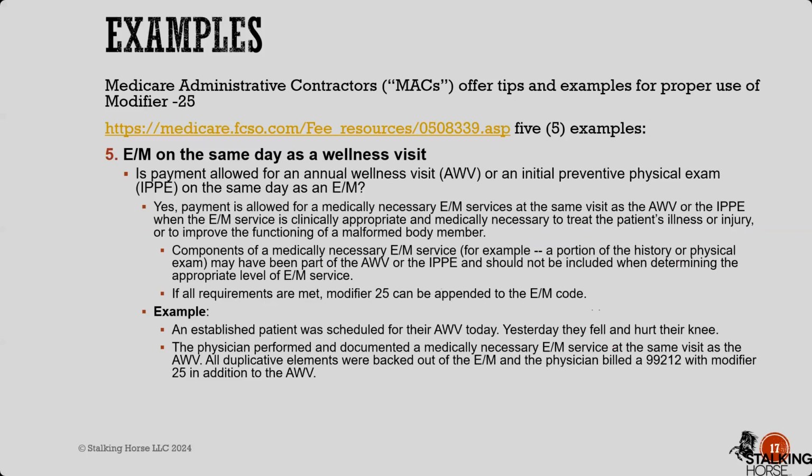So the example they give is an established patient was scheduled for their annual wellness visit today, but yesterday they actually fell and hurt their knee. So the physician performed and documented a medically necessary E&M service, so for their knee, and they did that at the same time as the annual wellness visit. So the annual wellness visit, obviously, you're going to go over their chronic conditions, what medications they're taking. You're going to make sure that anything that they need to have done for preventative care is lined up, anything that they may be due for. You're going to go over all of that. And again, it does include review of their chronic conditions.